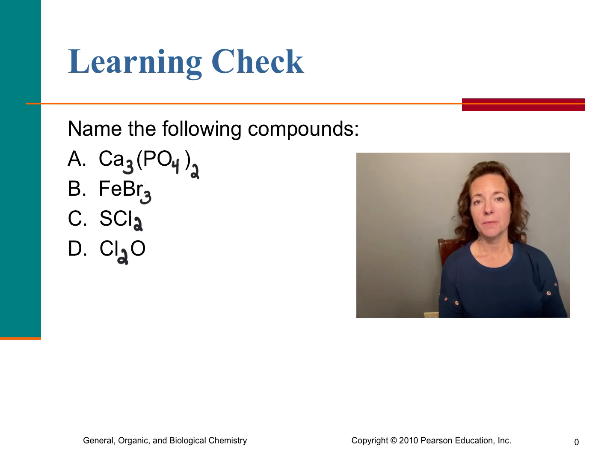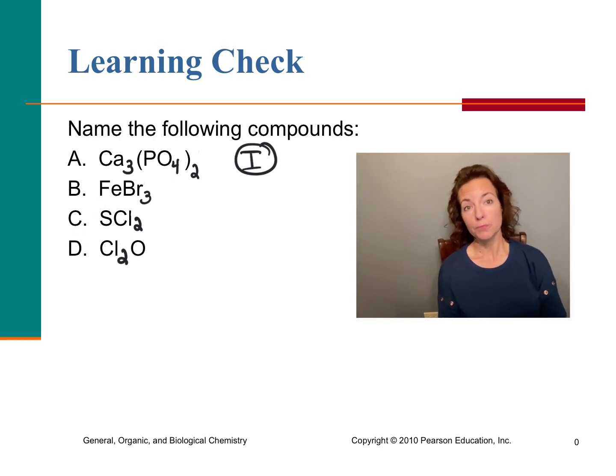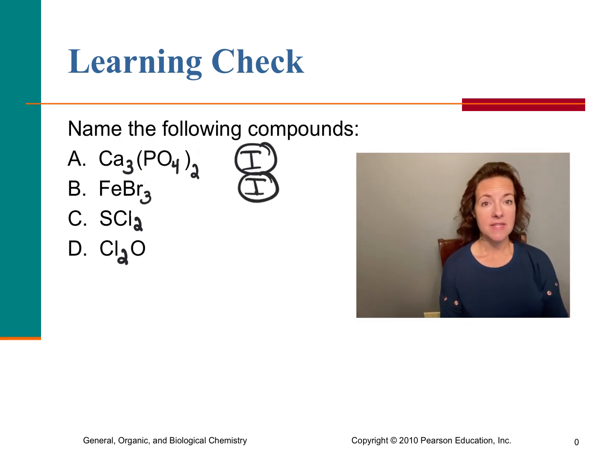First thing, determine if it is ionic or covalent. So if we look at letter A, we've got calcium, that's a metal. Right away, it's ionic. Letter B, iron, metal, transition metal. We're going to be using Roman numerals in the name. Letter C, S, sulfur. Sulfur is on the right side of the periodic table.